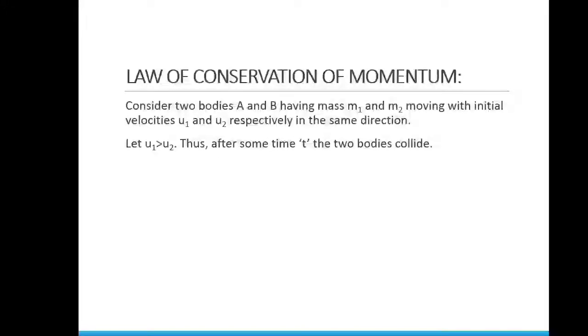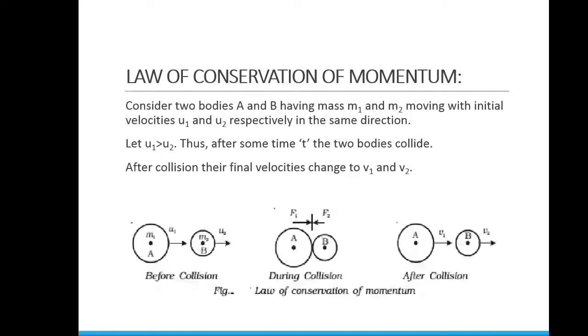So there are two bodies here, A and B. Mass of A is m1 and mass of B is m2. A and B are moving in the same direction with velocities u1 and u2. So this is before collision, and take u1 to be greater than u2 just for conventional purposes. And after some time t, both of these bodies collide.